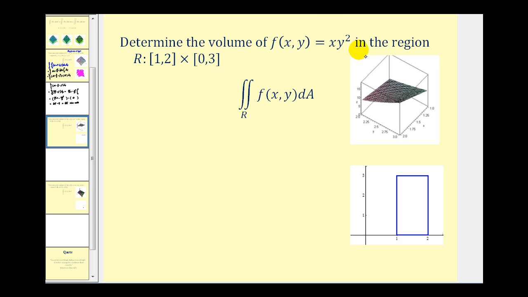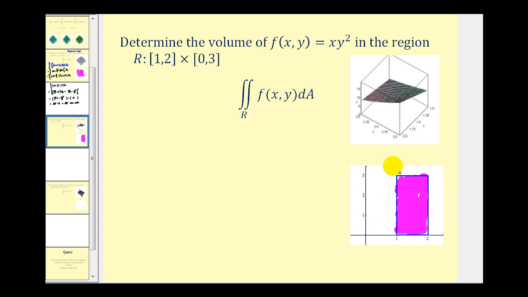There are several ways to define a region. If it's defined like this, we always assume that this interval is for x and this interval is for y. So if x is on the closed interval from 1 to 2 and y is on the closed interval from 0 to 3, our region of integration in the xy plane would be this region here.